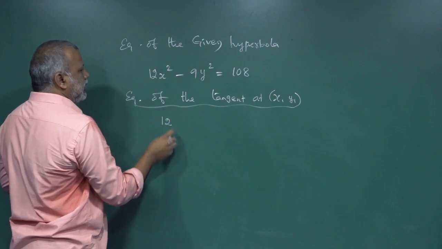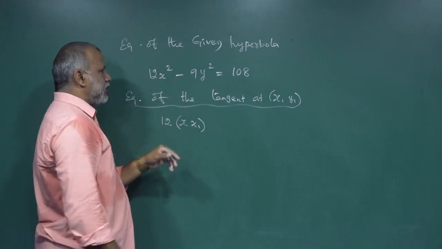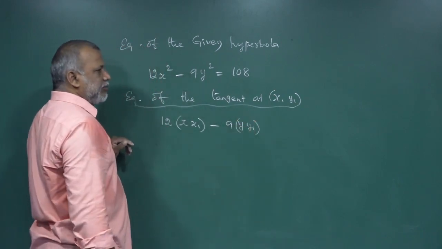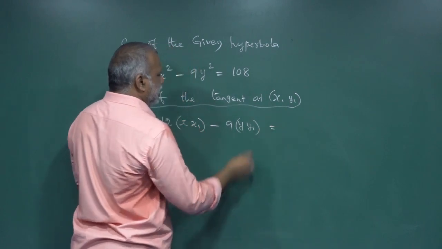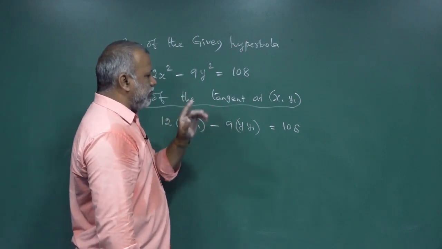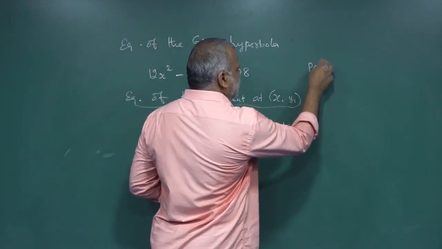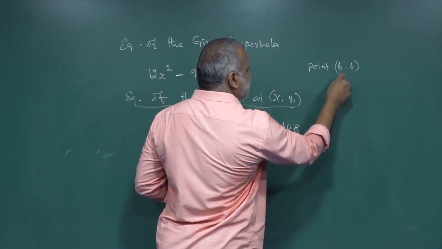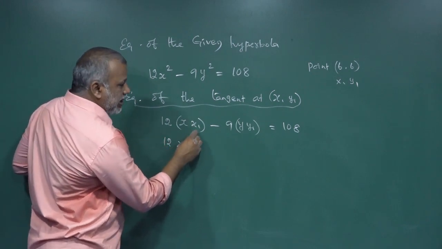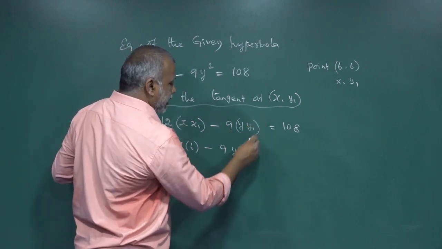What is the procedure? 12 times x squared is replaced by xx1. Minus 9 times y squared is replaced by yy1. Again, that is equal to 108. So 12x squared is replaced by xx1, 9y squared is replaced by yy1, equal to that constant 108. Now we have the point. What is the point here? Just now we worked out 6, 6. This is nothing but x1, y1. We have to substitute here: 12 times x, x1 is replaced by 6, minus 9 times y, y1 is replaced by again 6.